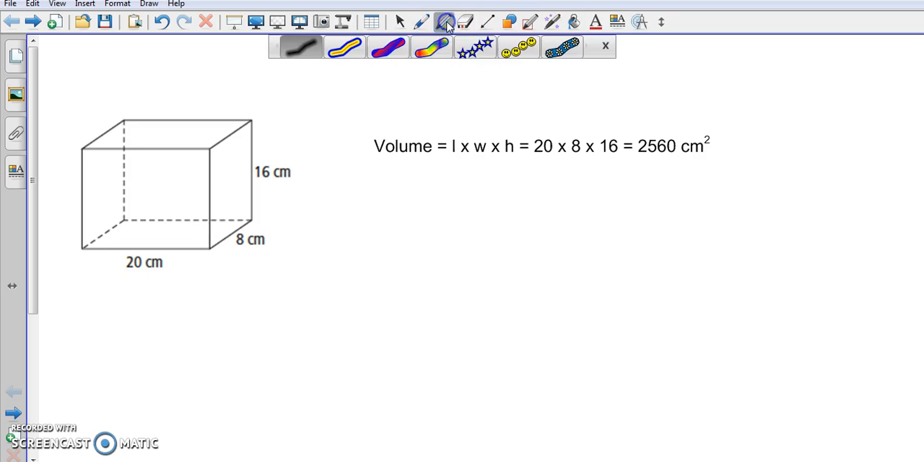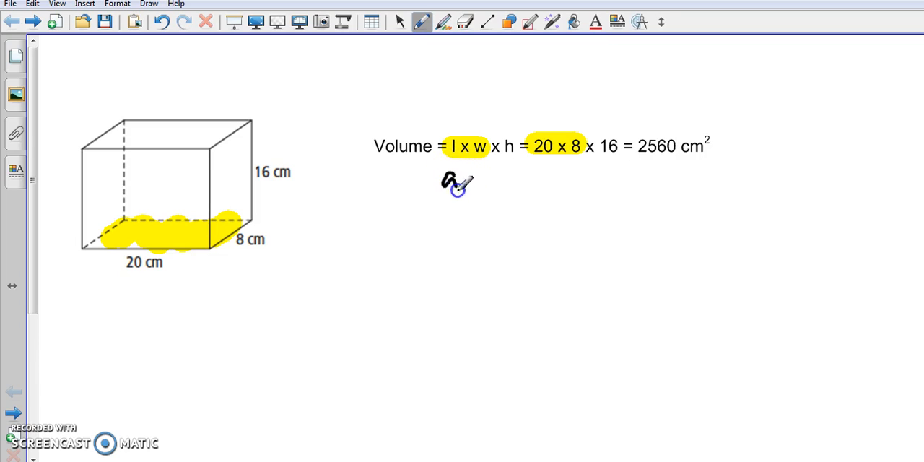Well, let's break it down a little bit. The first thing that we did here is we took 20 times 8 right here, which happened to be the length times the width. And when we multiplied the length times the width, we were finding the area of this bottom part right here. And we know that the bottom part we call the base. So really here, this is the area of the base.